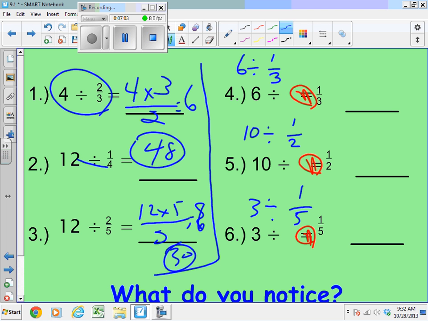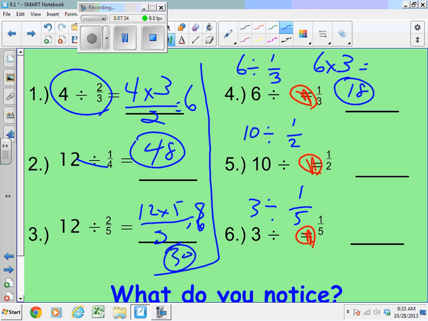Who did not do 6 divided by 1/3? Okay, just 3 couples. All right. So for somebody that did 6 divided by 1/3, would you tell us, Anthony, what did you do to solve it? We did 6 times 3, and that equals 18. Okay.